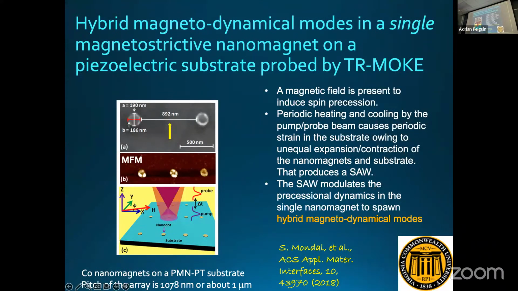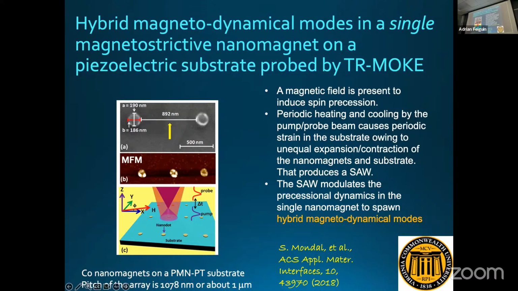And what does this surface acoustic wave do? It modulates the precessional dynamics of spin in a single nanomagnet to spawn hybrid magnetodynamical modes. So these modes have a mixed character. They are a result of magnon-phonon coupling, the phonons coming from the surface acoustic wave generated by the periodic heating and cooling. And the magnons are the quanta of the spin waves that are formed in the nanomagnets because of this magnetic field, that we call Kittel type spin precession. So we have hybridization of magnons and phonons, and the resulting modes we call hybrid magnetodynamical modes.